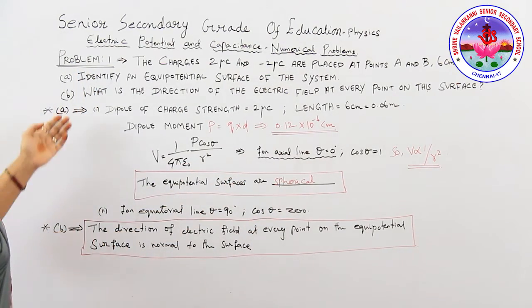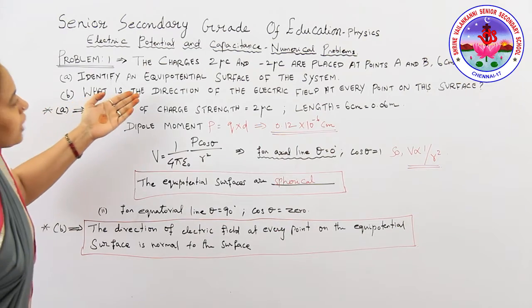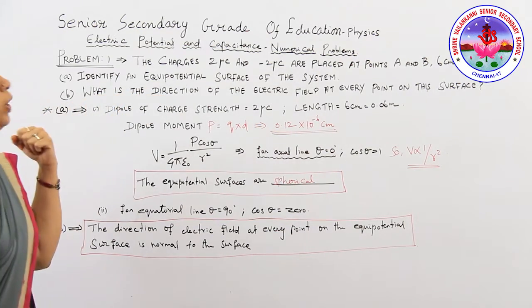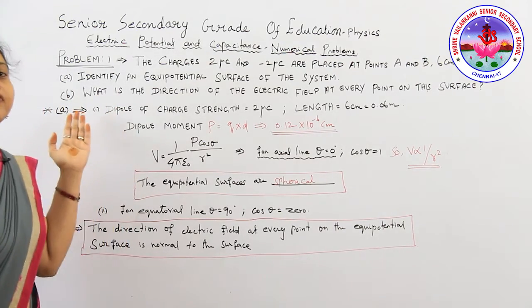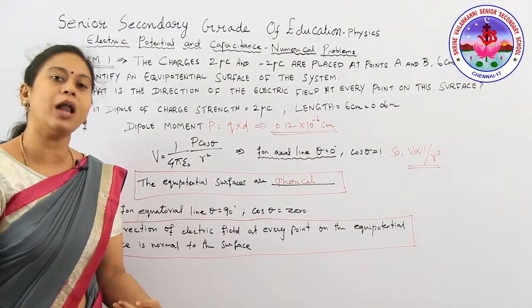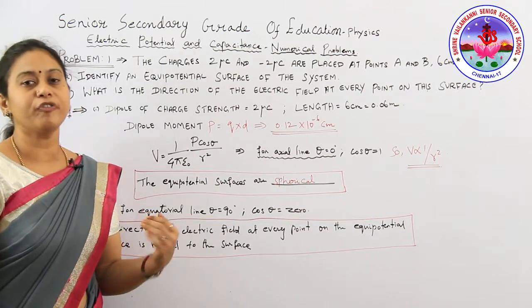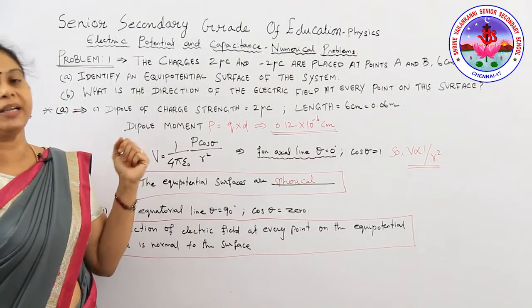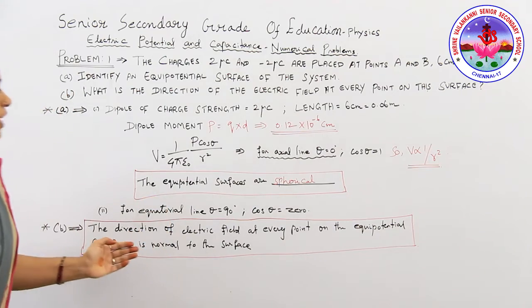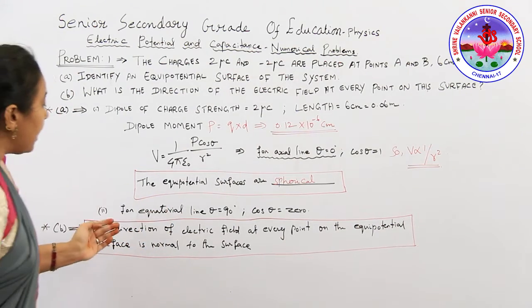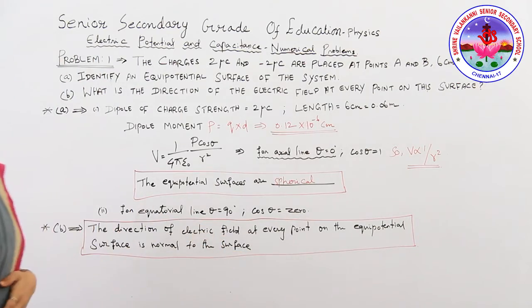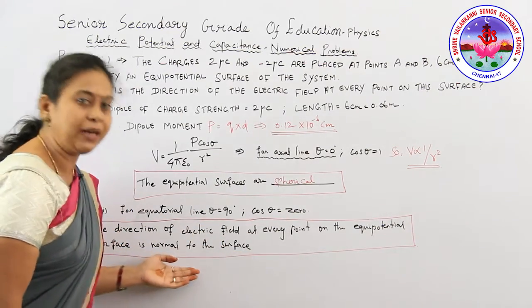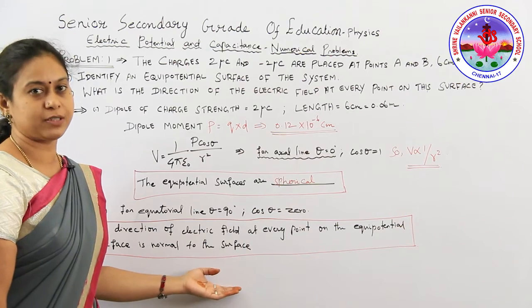And the second question is, what is the direction of the electric field at every point on the surface? Also you can recollect the knowledge of equipotential surface properties. One of the properties of the equipotential surface, as we know, is that the direction of the electric field at every point on an equipotential surface is normal to the surface. Got it, children?